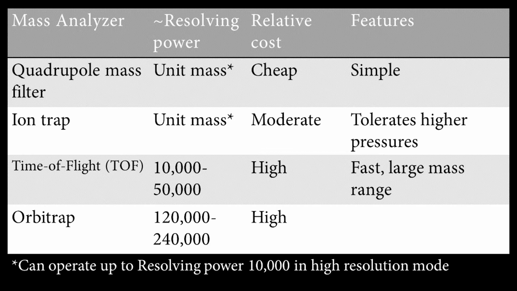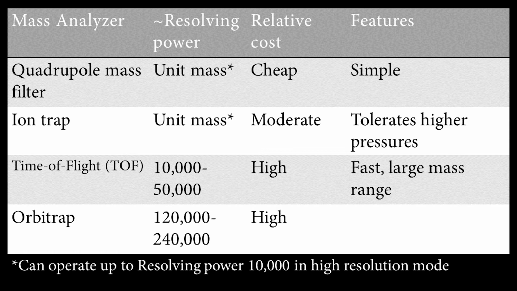The time of flight, or the TOF, is going to have good resolving power. You're going to start to get accurate mass measurements here. It's relatively expensive. It's really fast, and it has a huge mass range. You can go up to mass 20,000 or 100,000. The Orbitrap has amazing resolving power, but is also relatively expensive.